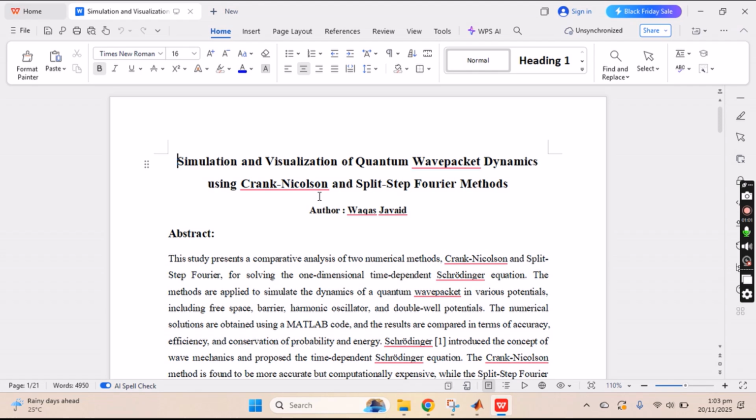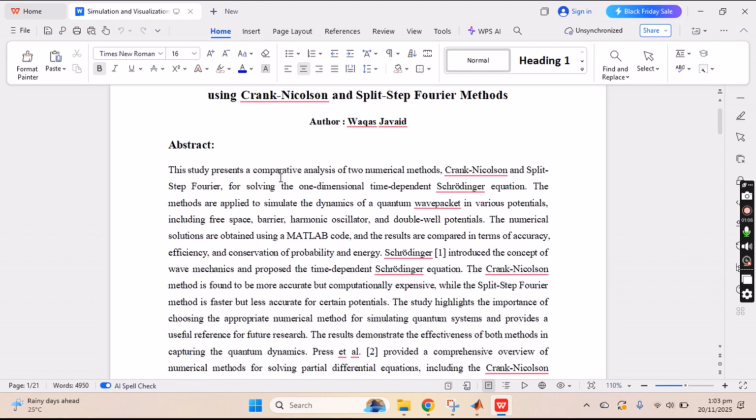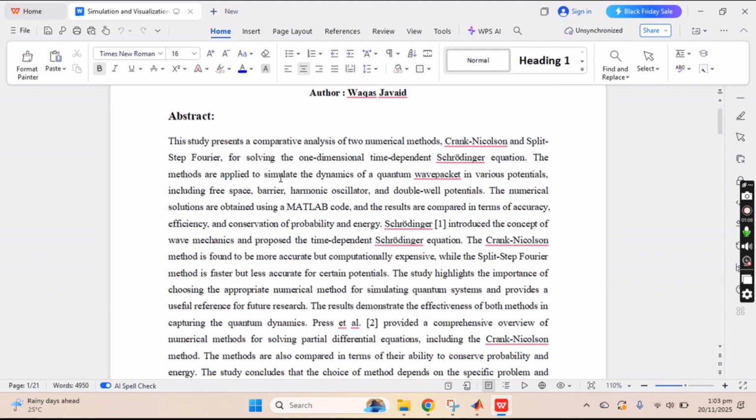Schrödinger introduced the concept of wave mechanics and proposed the time-dependent Schrödinger equation. Schrödinger was the scientist who proposed the time-dependent equation, which later came to be called the Schrödinger equation.